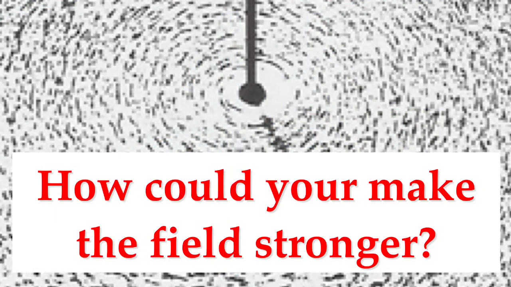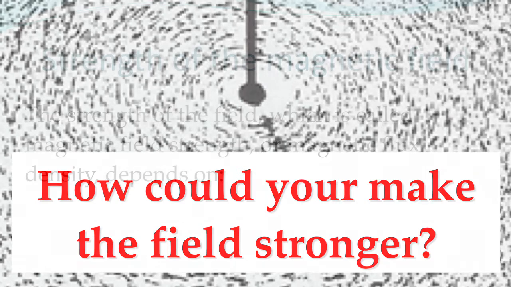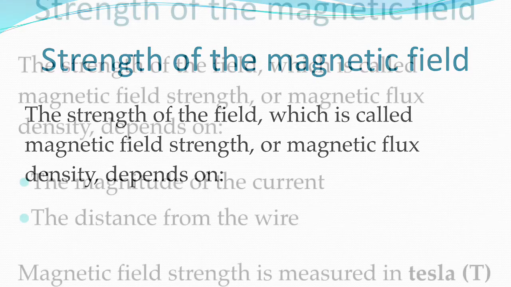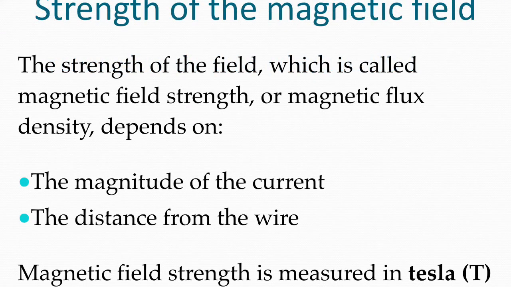What we've seen here is the basic principle behind an electromagnet, but what could we do to make the magnetic field stronger? The strength of the magnetic field is called the magnetic field strength or magnetic flux density, and it depends on two things. The size of the current flowing through the wire and the distance you are away from the wire.